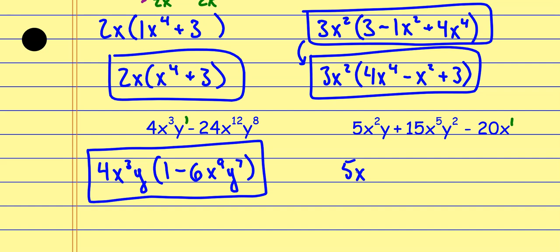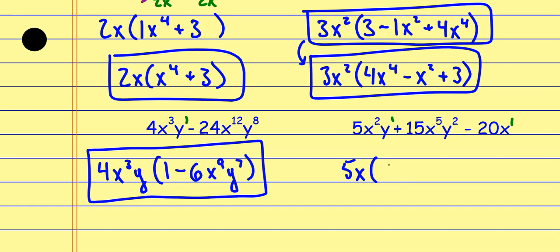And then when I look at the y's, this is a y to the 1st, a y to the 2nd, and the last one doesn't have any y's. So if the last one doesn't have any y's, can I take y's away from all of them? No, I can't take any y's away. The last one doesn't have any. All right? So the greatest common factor is a 5x.